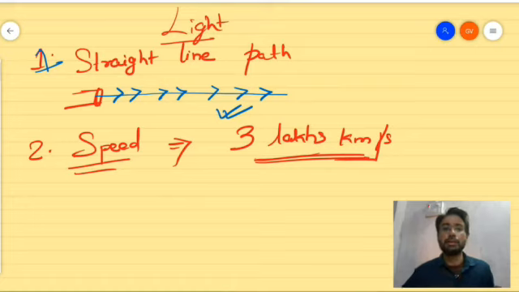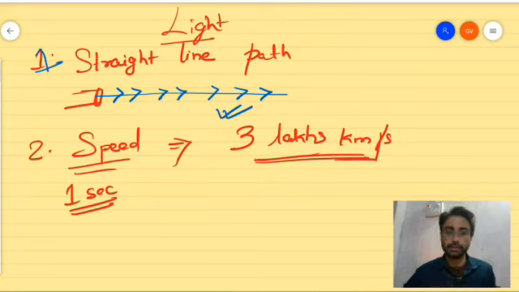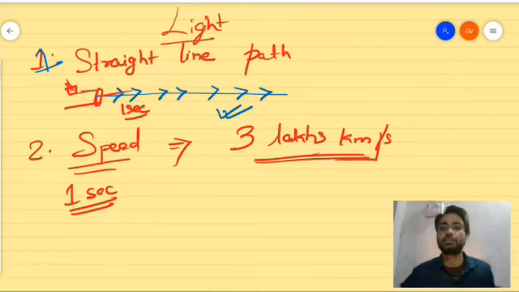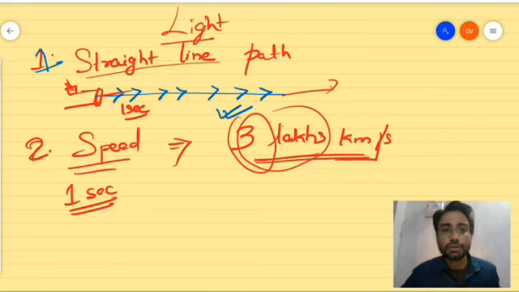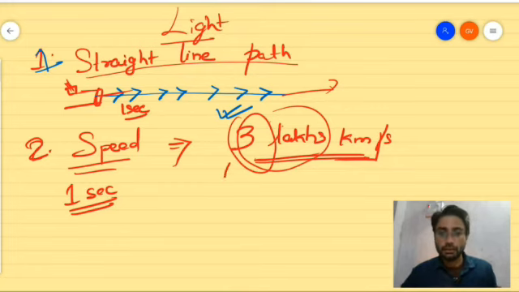So in simple words, if light is given 1 second to travel in space, if we are switching on this bulb or this torch and we give this ray of light 1 second to travel in space, then in this 1 second it will travel how much? It will travel 3 lakh kilometers in space. Massive quantity. So we have learned two important properties of light: it always travels in a straight line path, and second, it travels in space at a speed of 3 lakh kilometers per second. So it is the speed of light in vacuum.